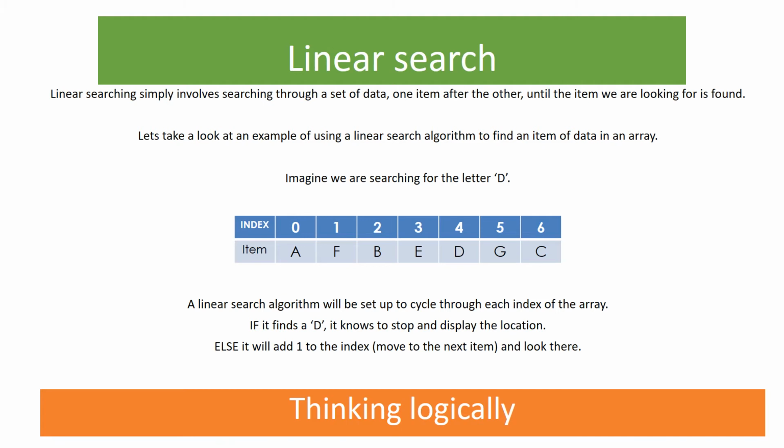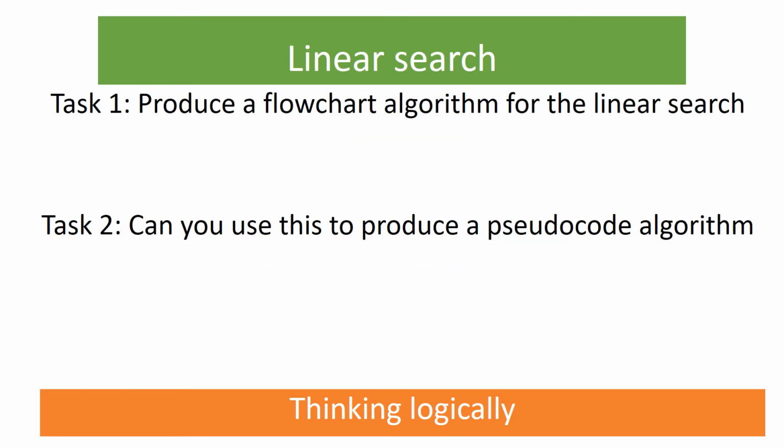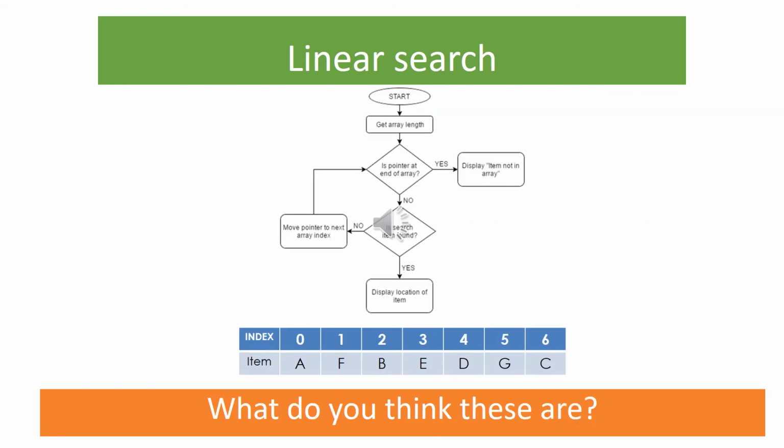As it moves through, it's going to have a variable which is going to keep the position of the array until it finds the item. Once it's found it, it will just display the location. Your first task is to create a flow diagram for the linear search, and then secondly, turn it into a pseudocode algorithm. Here's an example of the linear search flow diagram you might have created.